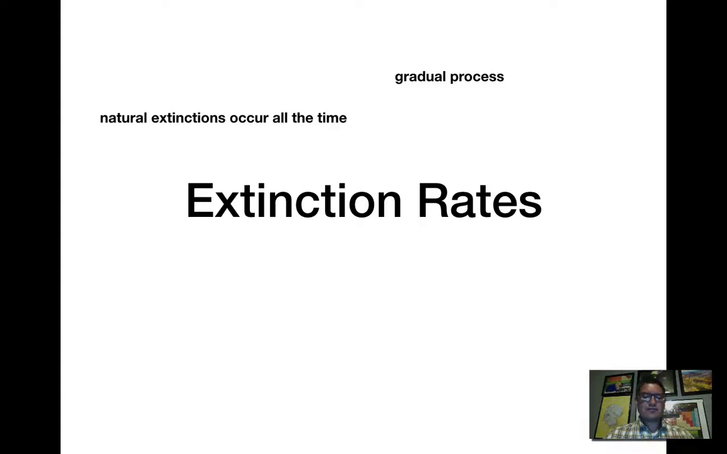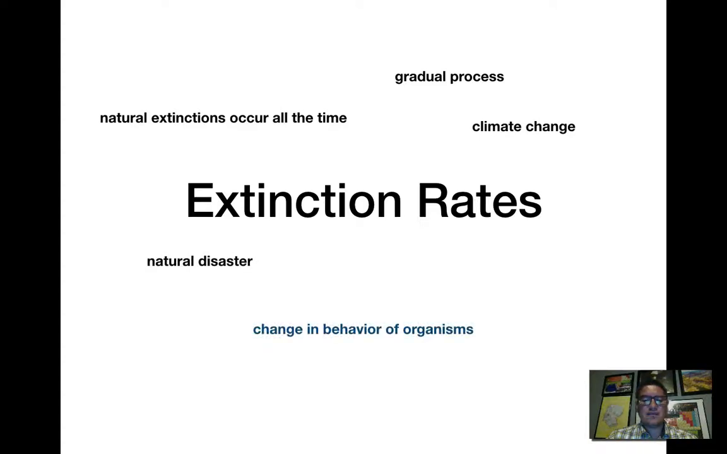I know we've gotten used to the idea that animals die off because of the hand that humans play in the environment. But this is a naturally occurring process. This happens due to climate change, natural disasters, and change in behavior of organisms. This type of extinction we call background extinction. And again, background extinction is a gradual process that occurs naturally over time.